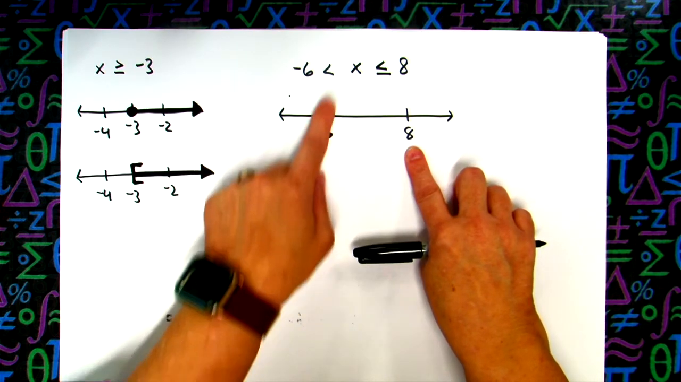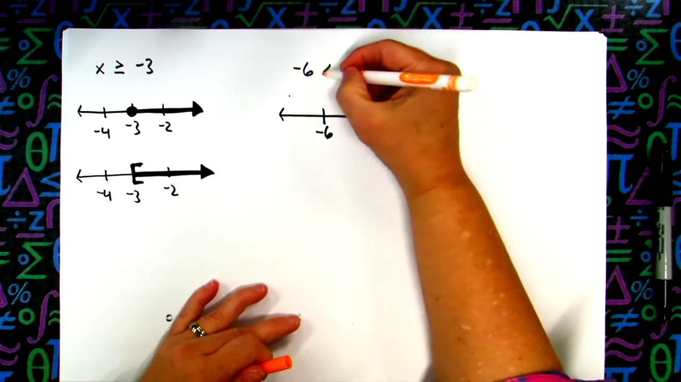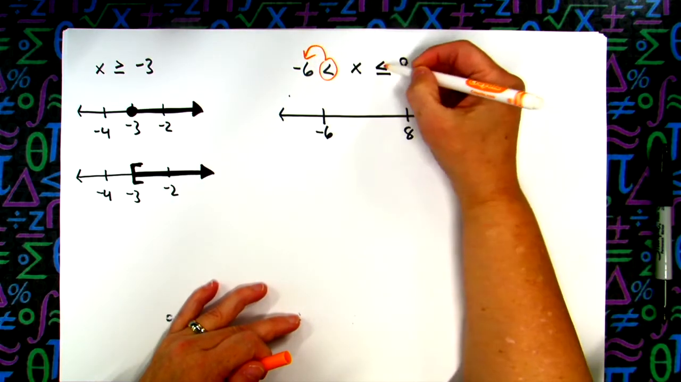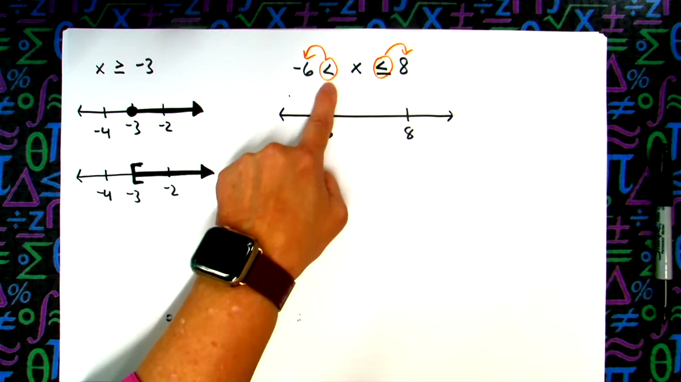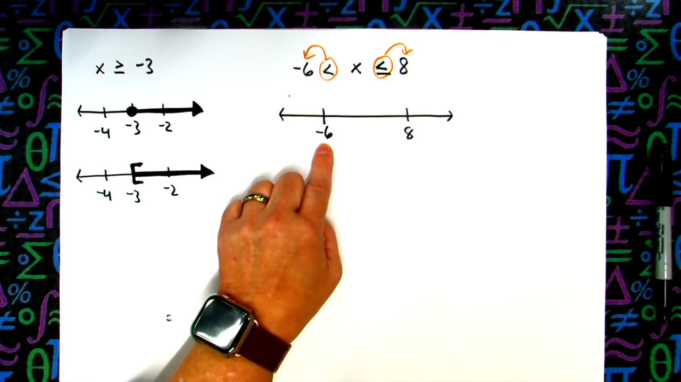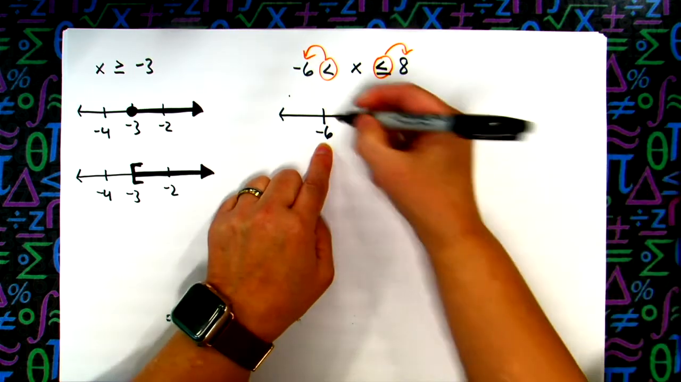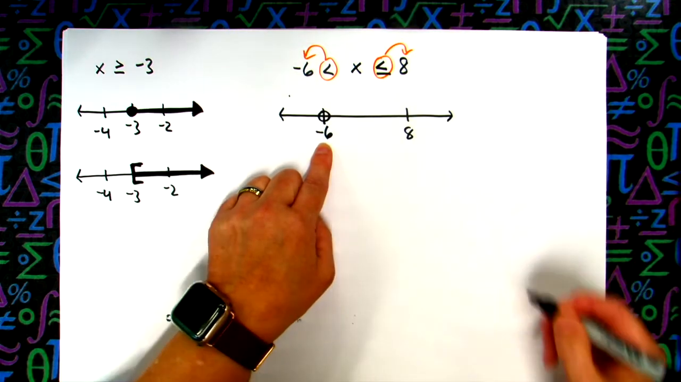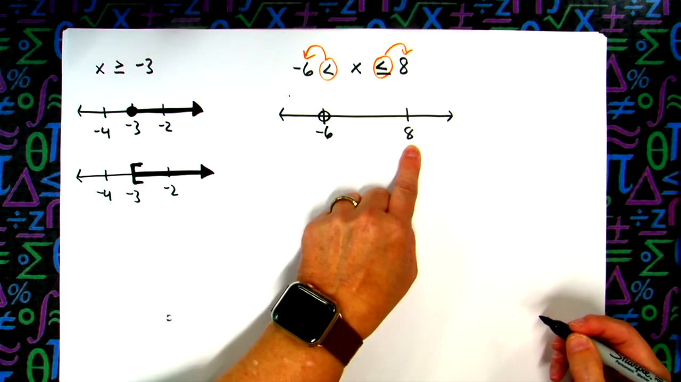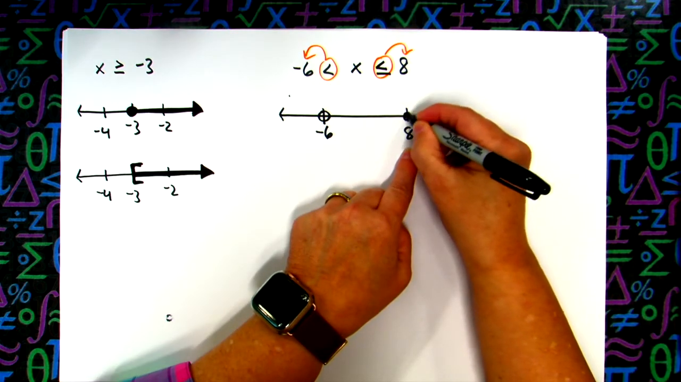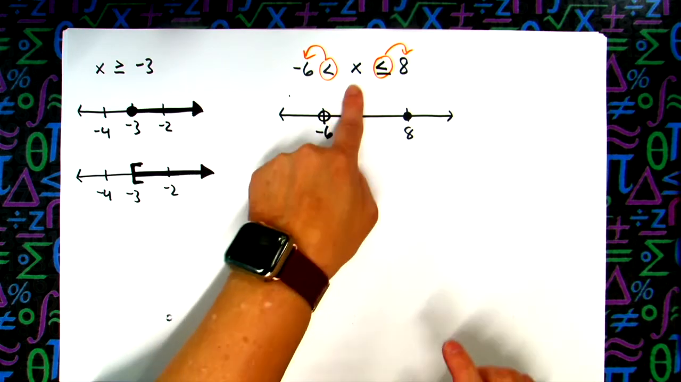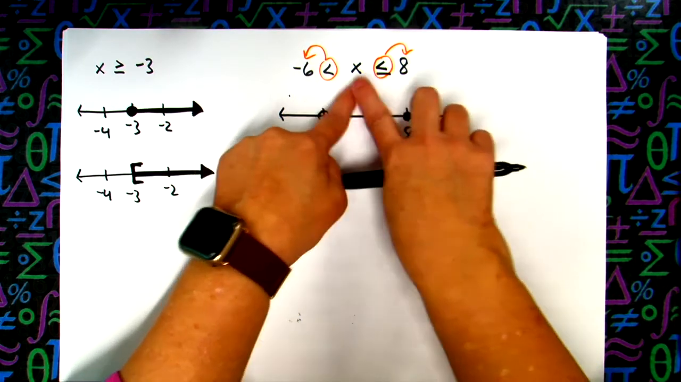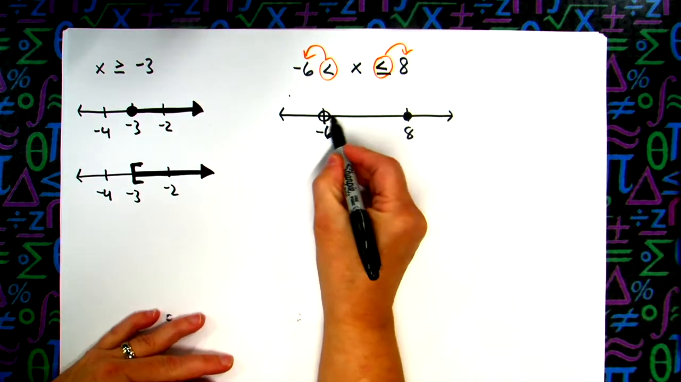Now, think of this sign going with the negative 6. Think of this sign going with the 8. So what type of dot is going to go on negative 6? Open. So we'll put an open dot. What kind of dot is going to go on the 8? Closed. Now, where is the x in relationship to the 2 numbers? The x is in the middle of them, so we're going to shade in the middle.